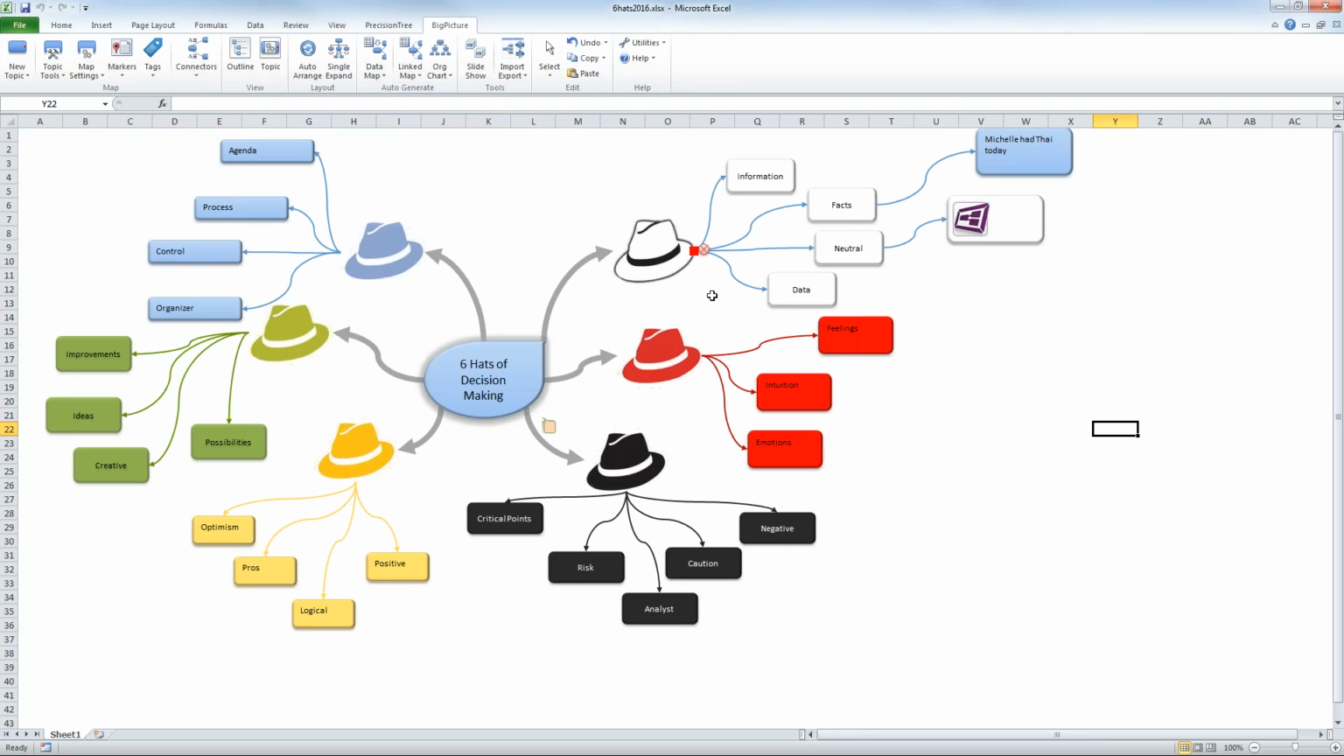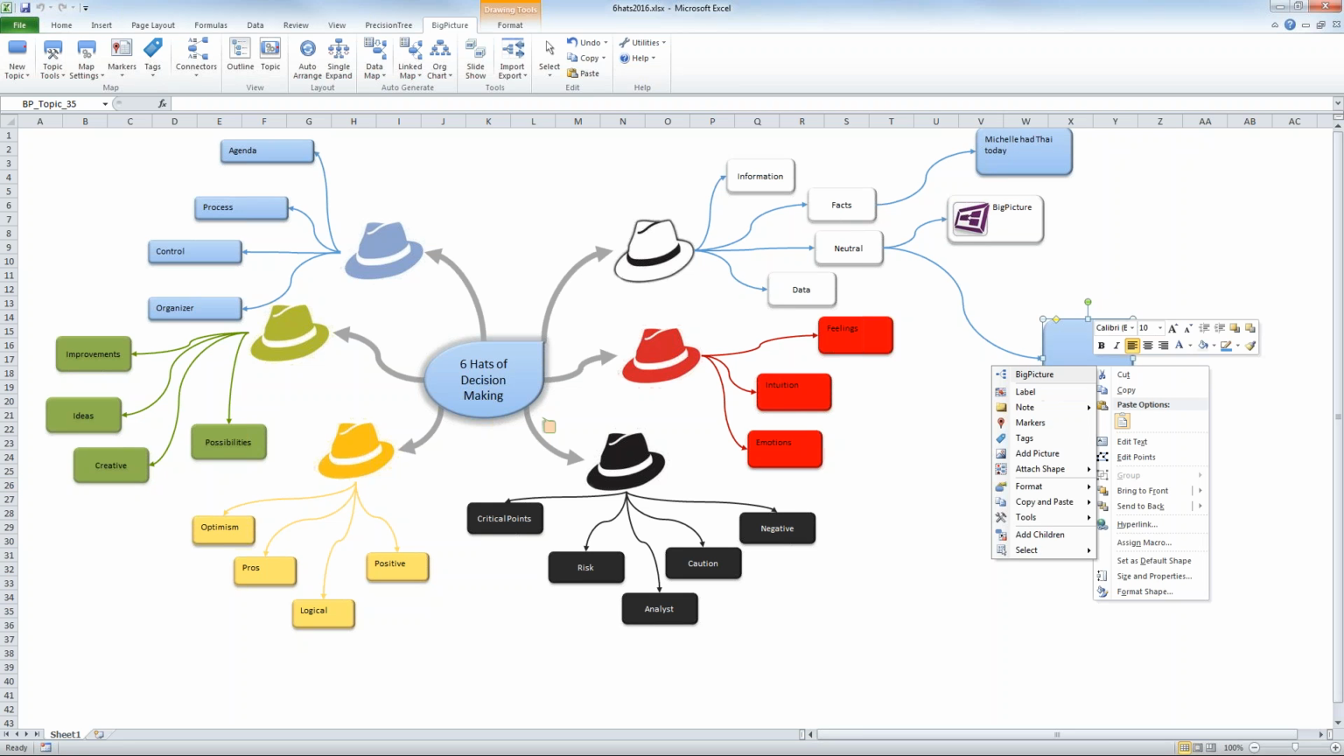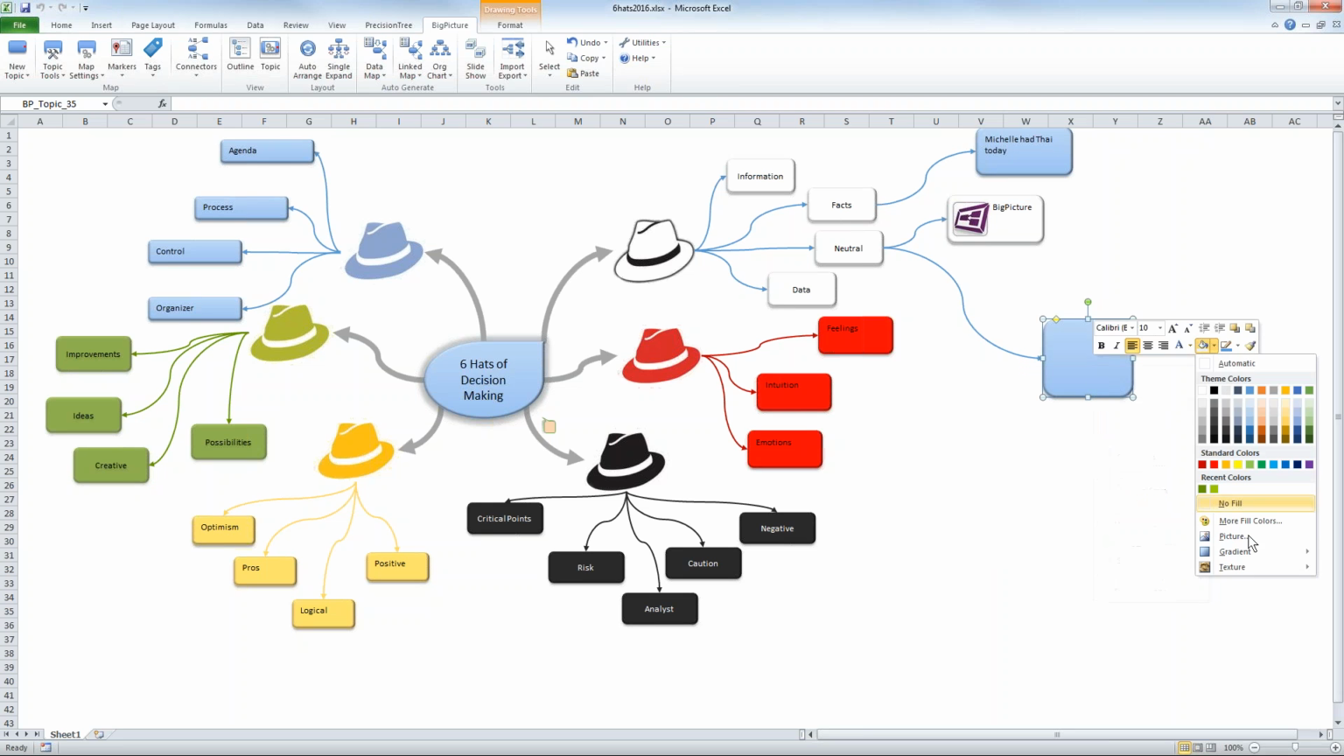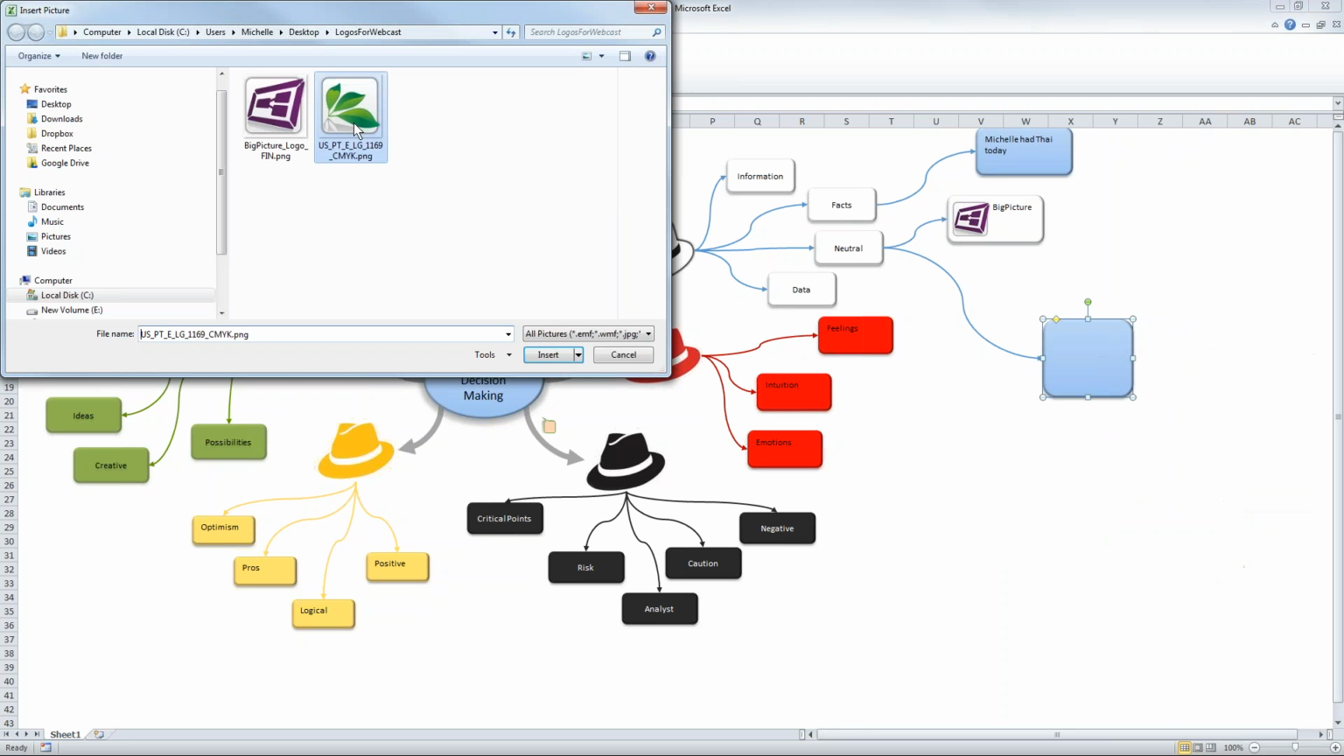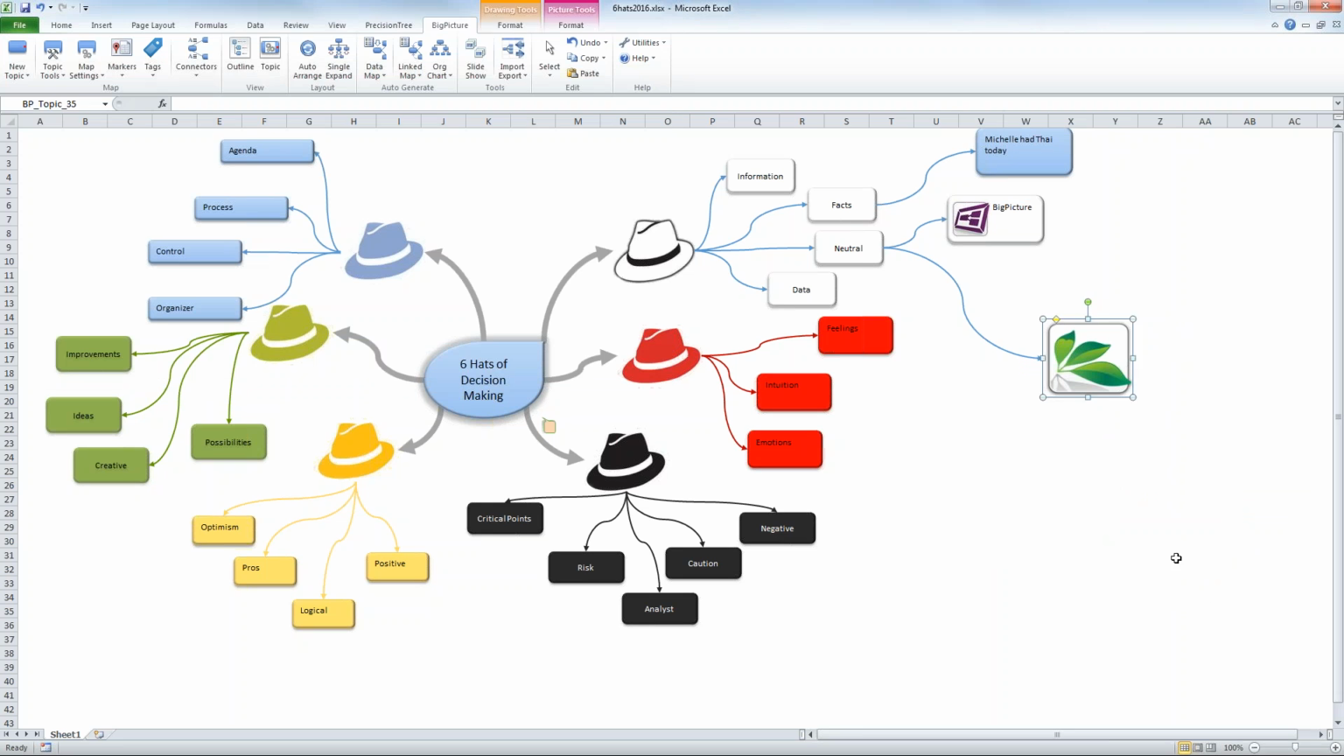Or maybe I want to do like I did here with the hats, and I want to have a full picture, not just the one to the left here. And here again, I can slide in here and type in BigPicture. I can go here and say, actually, I don't want it to be just plain. I want to fill that with a picture. That picture I would like to fill with is this one. So there's our PrecisionTree logo. So there are different ways that you can customize it.